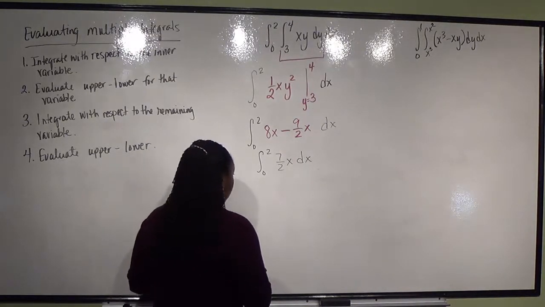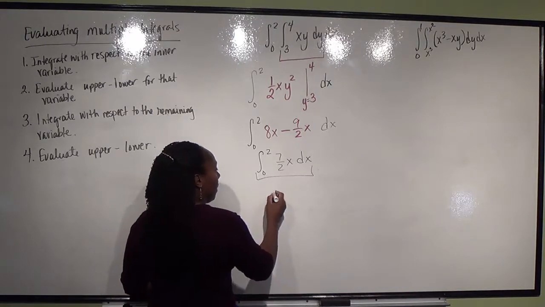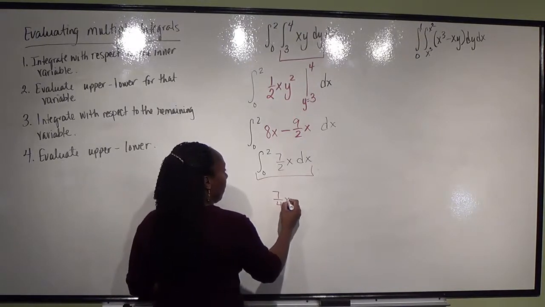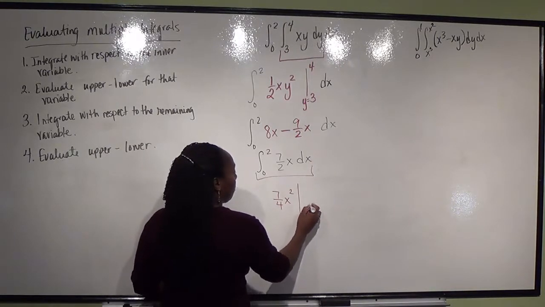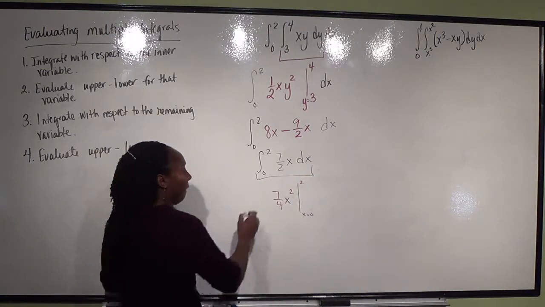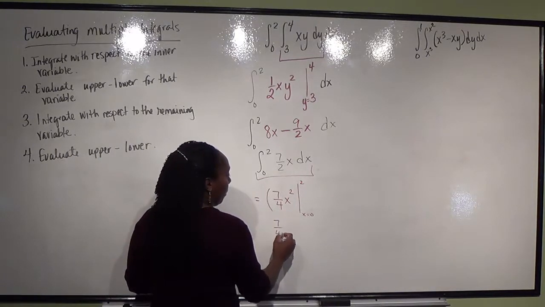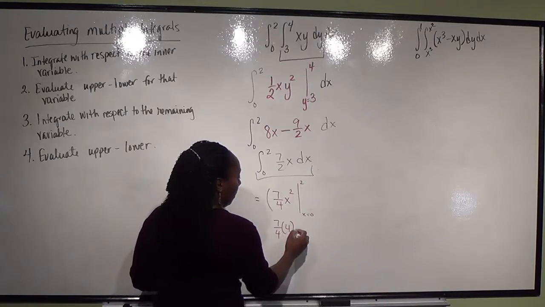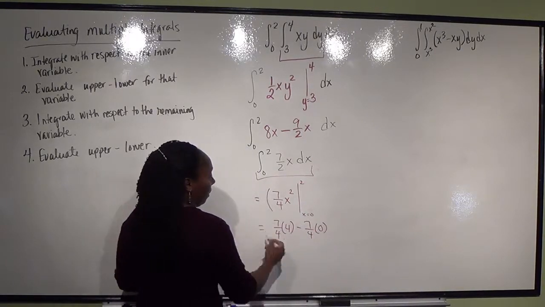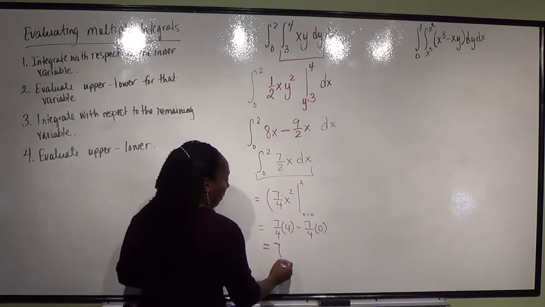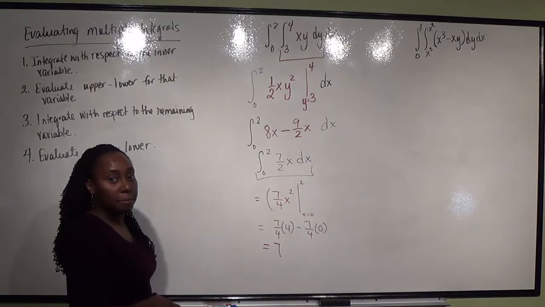So here, now doing this integral, I can see my antiderivative is going to be 7/4 x squared, and I want my x's to go from 0 to 2. Okay? So here, I'm going to get a 7 over 4 times 4 minus 7 over 4 times 0. And here we can see there's going to be my solution. Okay?